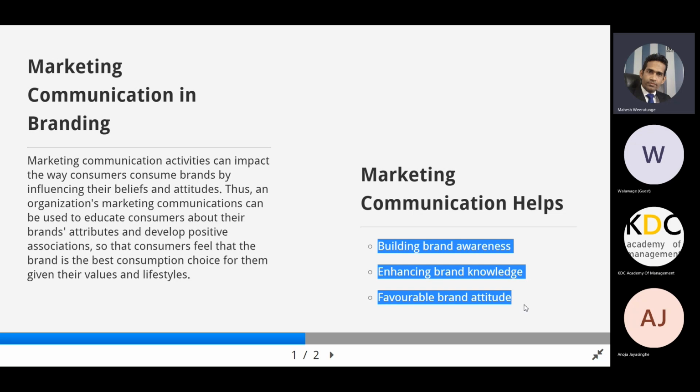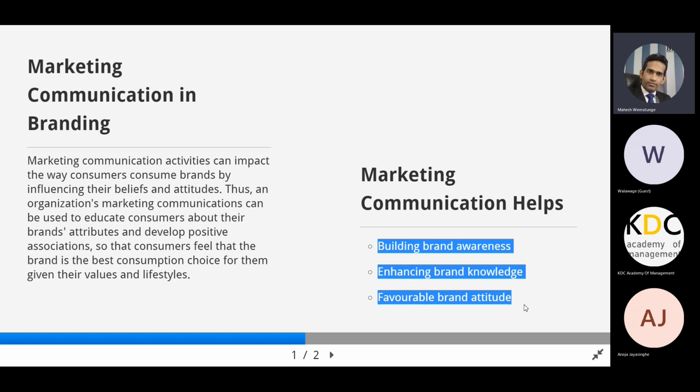maybe a new product, maybe an existing product, maybe a recall, like a reminder, maybe to reinforce the behavior. All these things are the reasons for brand communication. And also to bring a positive, favorable attitude towards the brand.